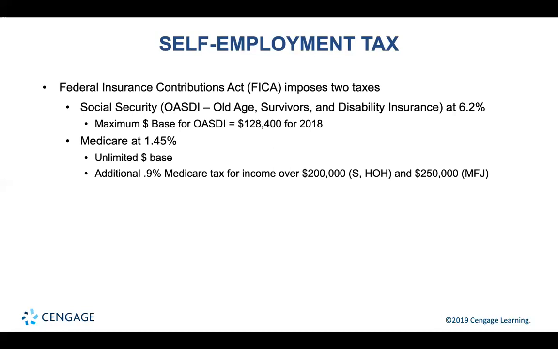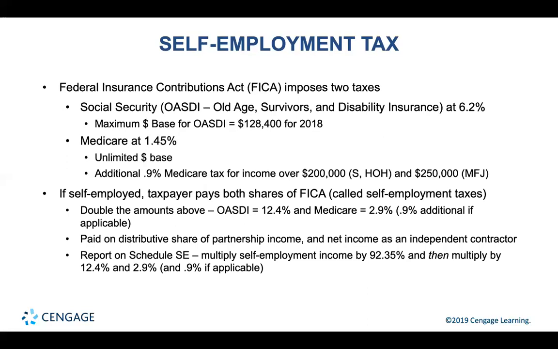Medicare, on the other hand, is 1.45%, and it has an unlimited base. If you make $5 million a year, you have to pay 1.45% Medicare on the entire $5 million. There is also an additional 0.9% Medicare tax that came about for income over $200,000 for single and head of household, and $250,000 for married filing jointly. And we'll discuss that at the end of the chapter.